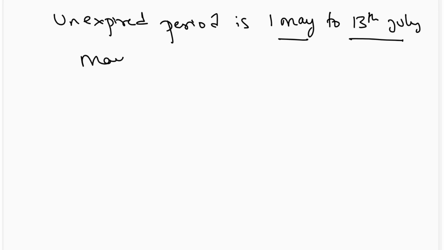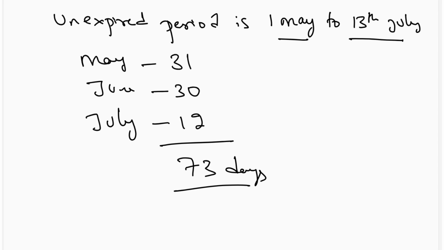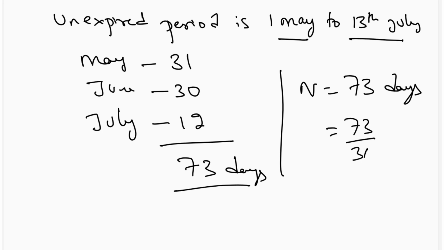So we have to find out how many days in May, June, and July. May is a complete 31 days, June 30, and July 13th. The 13th day will not be taken, so totally 12 days. So totally 73 days. So n is 73 days, and we will divide it by 365. You will get 0.2. N is 0.2.